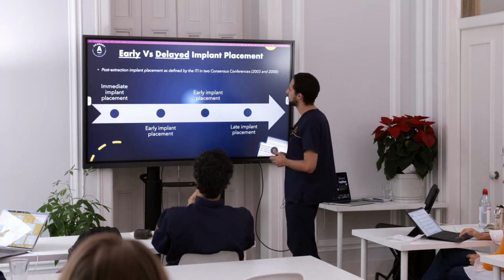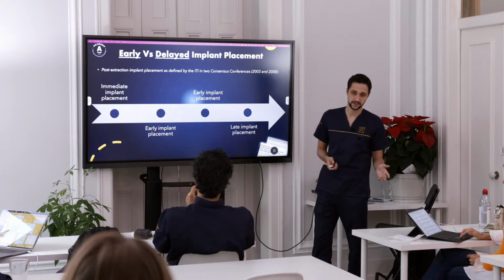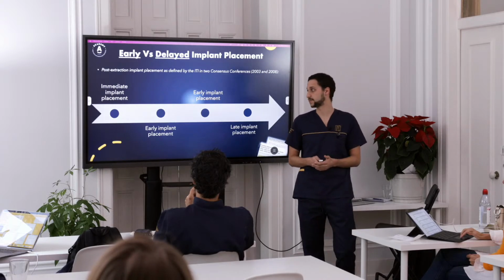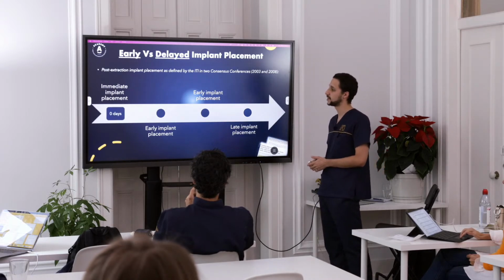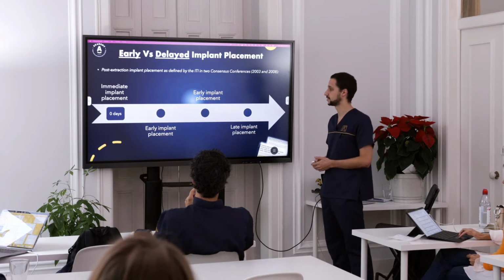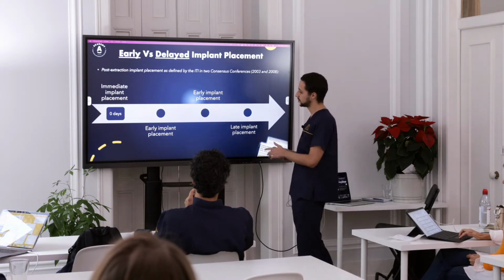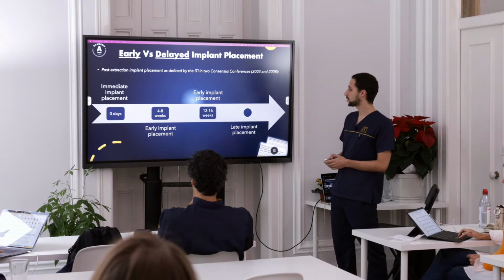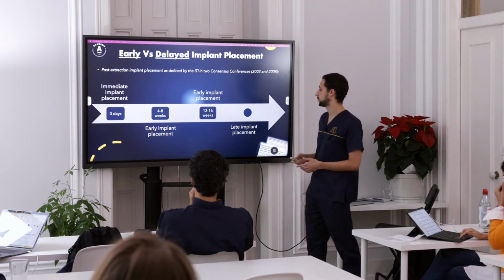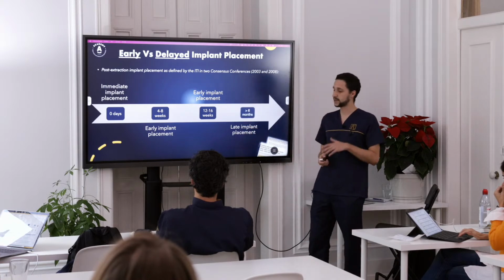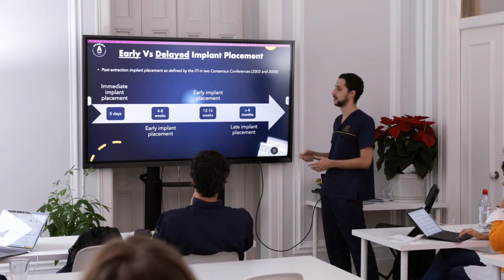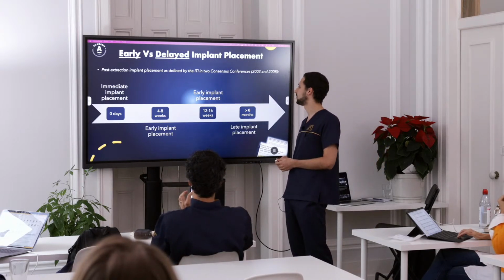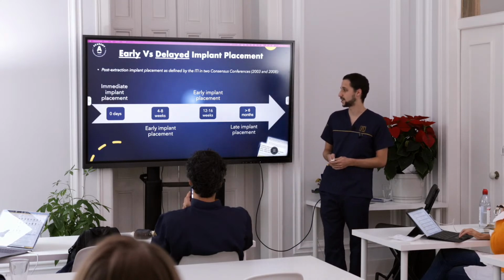So what happened is that the ITI, in the two consensus conferences of 2003 and 2008, defined four types of timing for when we could place the implant. The first one is the immediate implant placement, which is on the day we extract the tooth. Then we have type 2, early implant placement, which is between 4 and 8 weeks. We also have another early implant placement, between 12 and 16 weeks. And then we have the last one, the delayed one, which is 6 months or more.